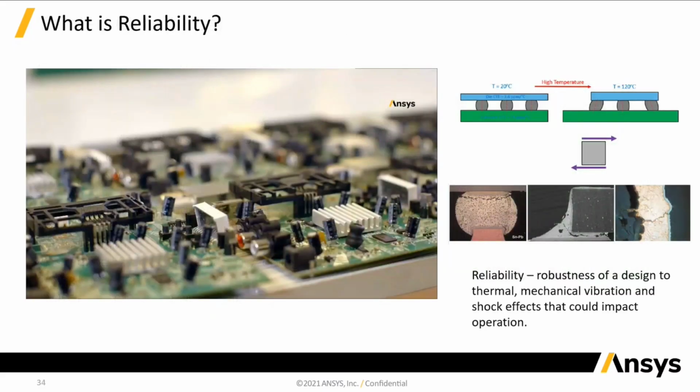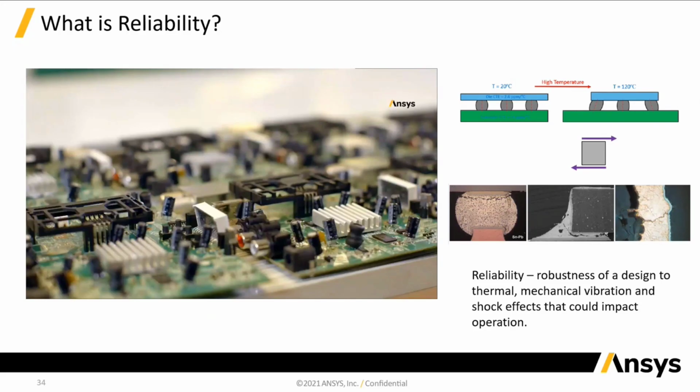So what do we mean by reliability? Really, we're looking at the robustness of that printed circuit board unit to operate when it's subjected to thermal, mechanical, and vibrational effects. And that's it. That's really what we're looking at here, the physics effects, mostly on the solder joints, on the leads of components and so on as well, depending on the type of component, but in particular on the solder joints themselves.